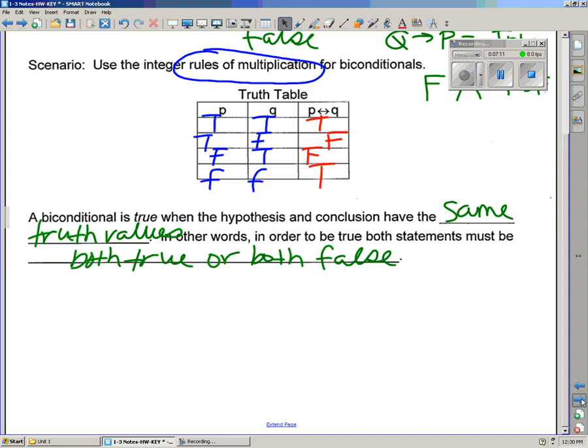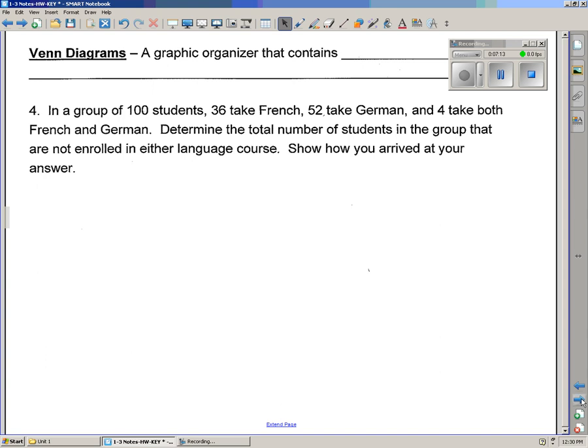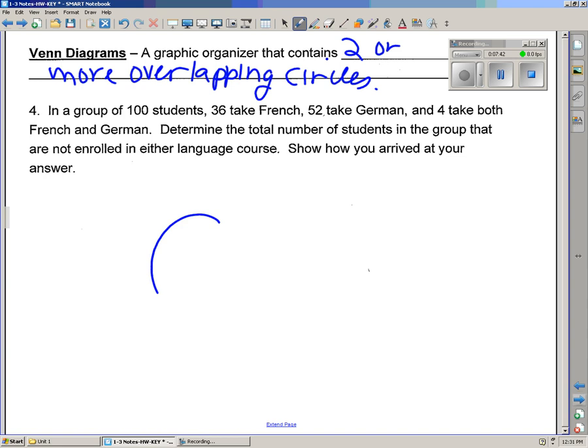All that's left to do is the Venn diagrams, and these are graphic organizers that contain two or more overlapping circles. And then we've got a group of 100 students, 36 take French, 52 take German, and 4 take both French and German. Determine the total number of students in the group that are not enrolled in either language course and show how you arrived. That means show all the basic math that you're dealing with. I know most of you will do it mentally, but I still want to see the work.